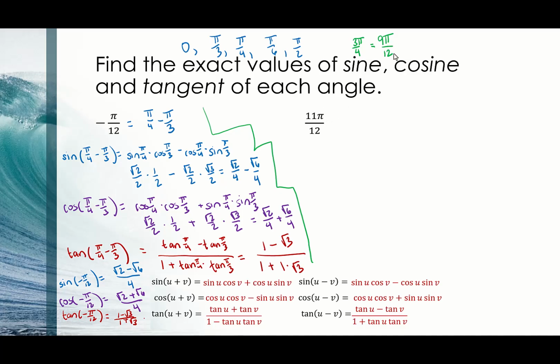Where can I get 2 pi over 12? Oh, isn't that just pi over 6, right? Then I can say pi over 6 is 2 pi over 12. So these are the ones that I want to use. This is addition, so I will be using the sum formulas one more time. So we're going to say that 11 pi over 12 is 3 pi over 4 plus pi over 6.